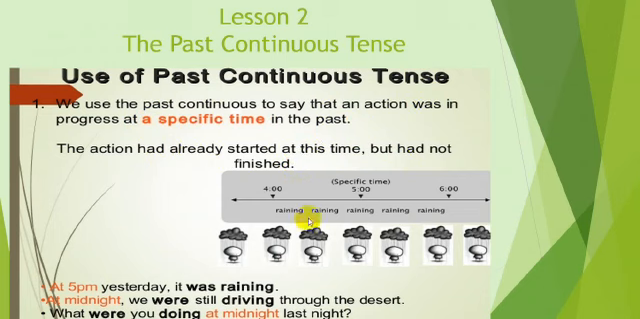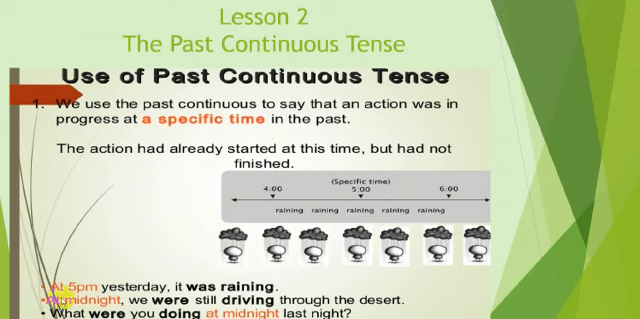Now look at this picture here. Like it was raining at 5 p.m. yesterday. See, it's raining. So it's talking about something at a specific point, a specific time in the past. Let us check some examples together.